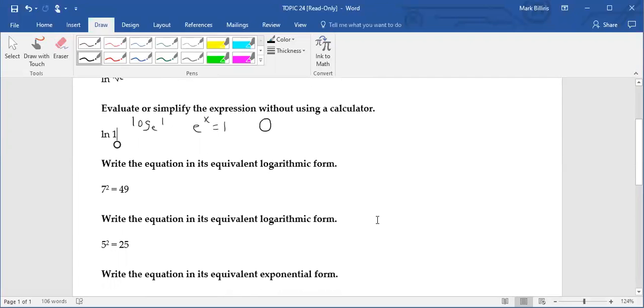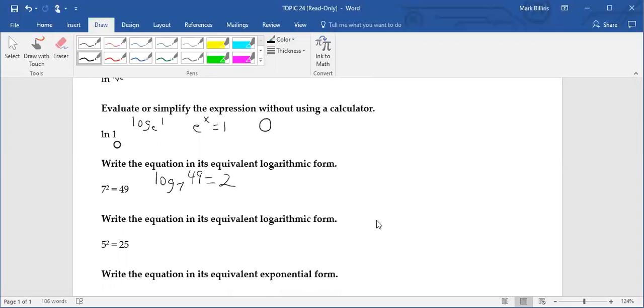Our next example, write the equation in its equivalent logarithmic form. So when we're writing it into logarithmic form, the first thing that we do is rewrite the word log. So next, we're going to write down here in our subscript the base. So in this case, our base is 7. On the other side of the equal sign, since a logarithm is an exponent, will be our exponent, which in this case is 2. And here we'll have our answer, 49. So to check it, we know that 7 raised to the second power gives us 49.